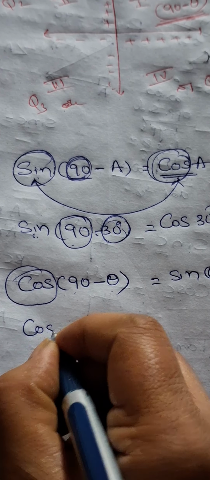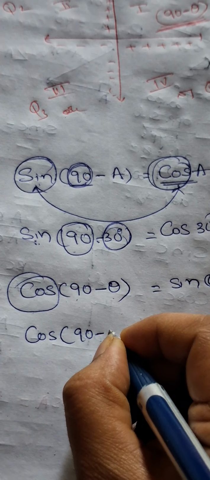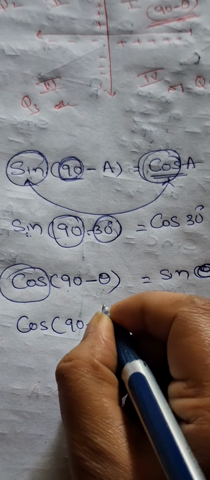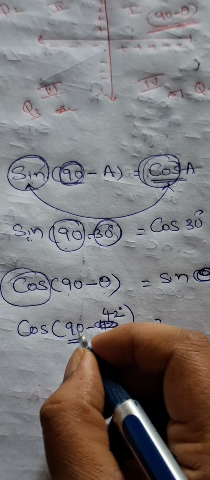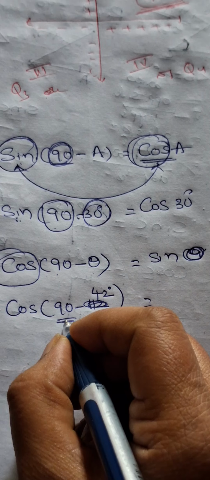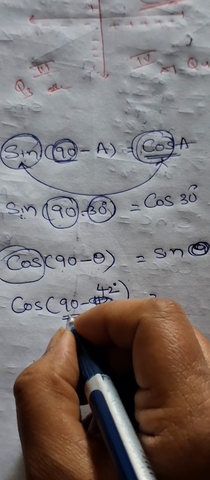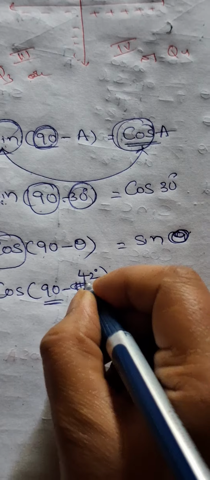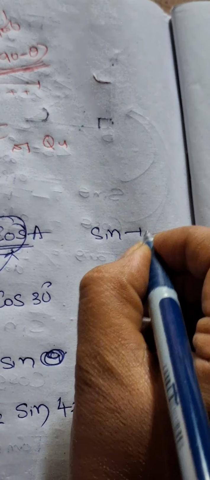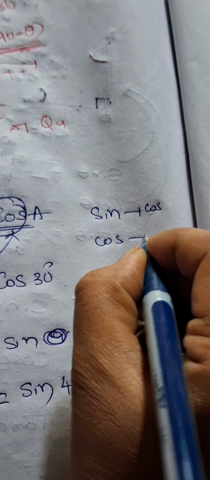I will give one more example. 90 minus, for example, 90 minus 42 degrees we have. What do you have to write? Are you able to see 90? Yes, 90 is there. So what do we have to write? Sin, and 42. Sin converts into cos, and cos becomes sin.